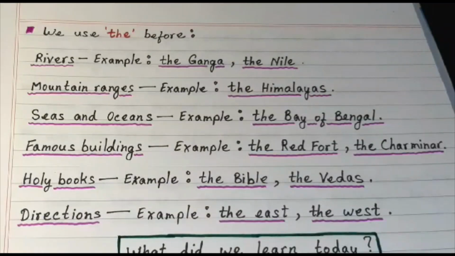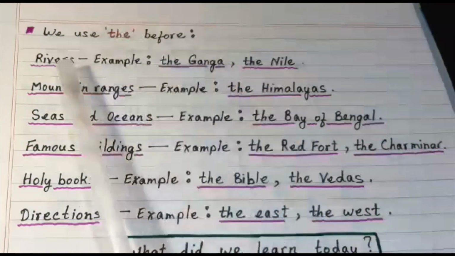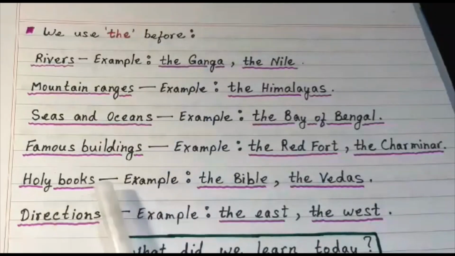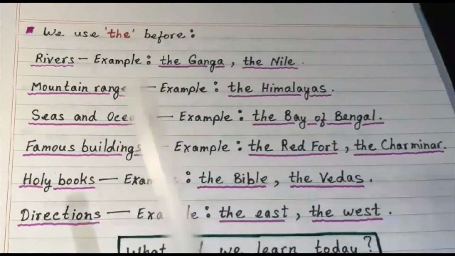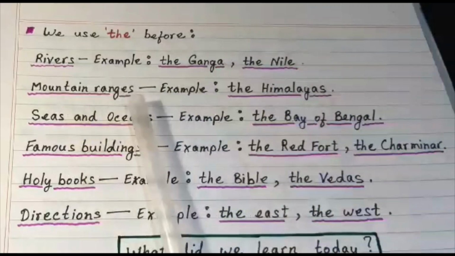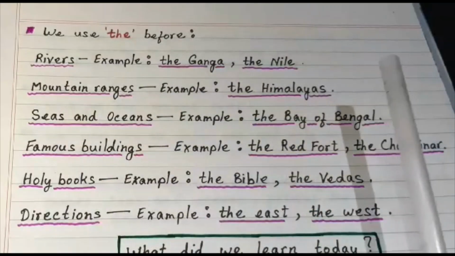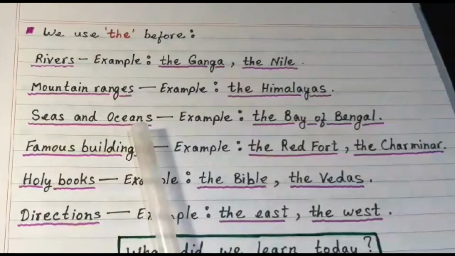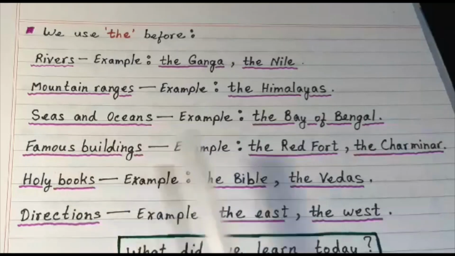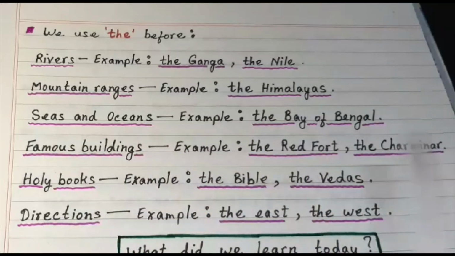We also use the before the names of rivers, mountain ranges, seas and oceans, famous buildings, holy books, and directions. Alright? For example, rivers: the Ganga, the Nile. Mountain ranges: the Himalayas, the Aravalli. Seas and oceans: the Bay of Bengal, the Indian Ocean. Famous buildings: the Red Fort, the Charminar. Holy books: the Bible, the Vedas. Directions: the East, the West. Alright?